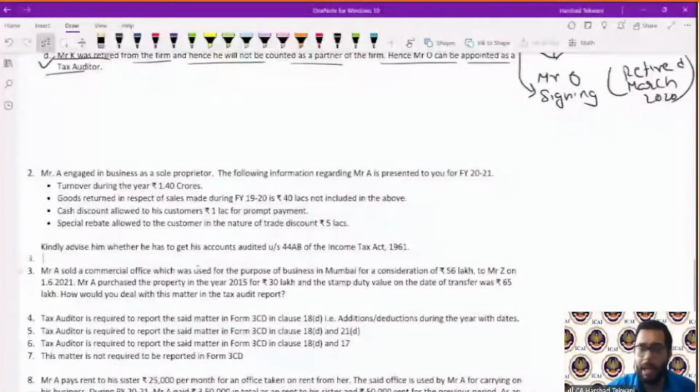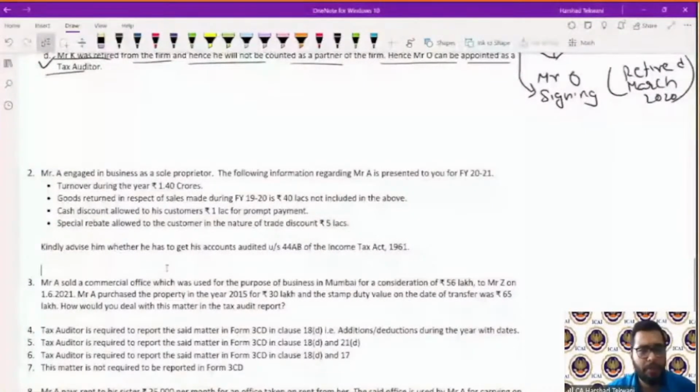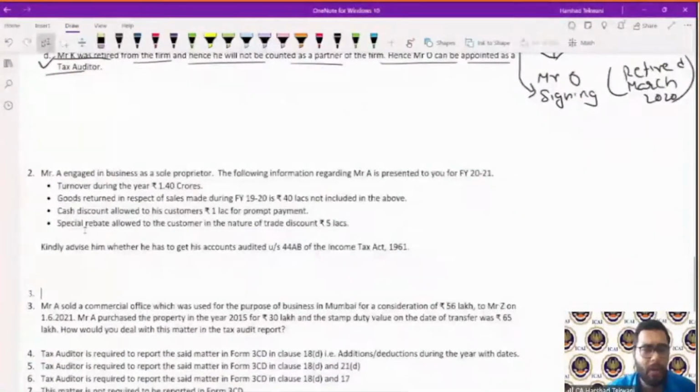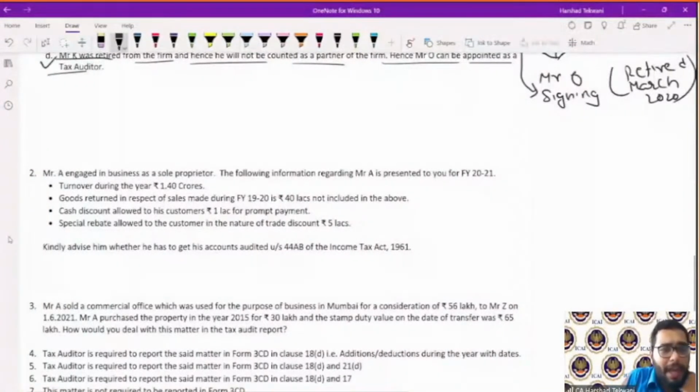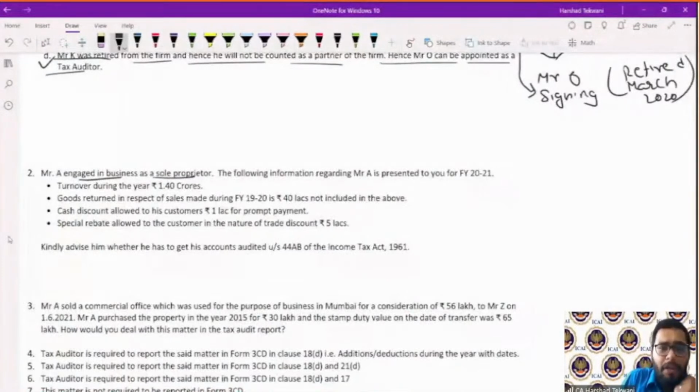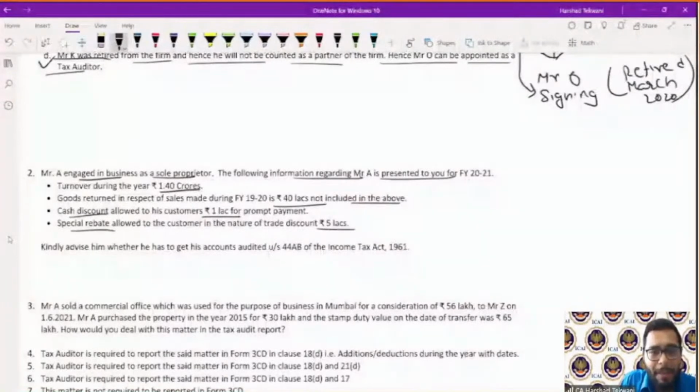We have already done a calculation of turnover quotient. That is fine already. This is on a similar line. I'll just quickly solve this for you guys. So what is the question? Mr. A is engaged in the business of sole proprietorship. The following is the information with respect to Mr. A presented to you. Turnover 1.4 CR for the year. Goods returned 40 lakhs, not included in the above. Cash discount 1 lakh rupees. Special rebate 5 lakh rupees. Now kindly advise whether he is required to get the accounts audited under section 44AB or not.